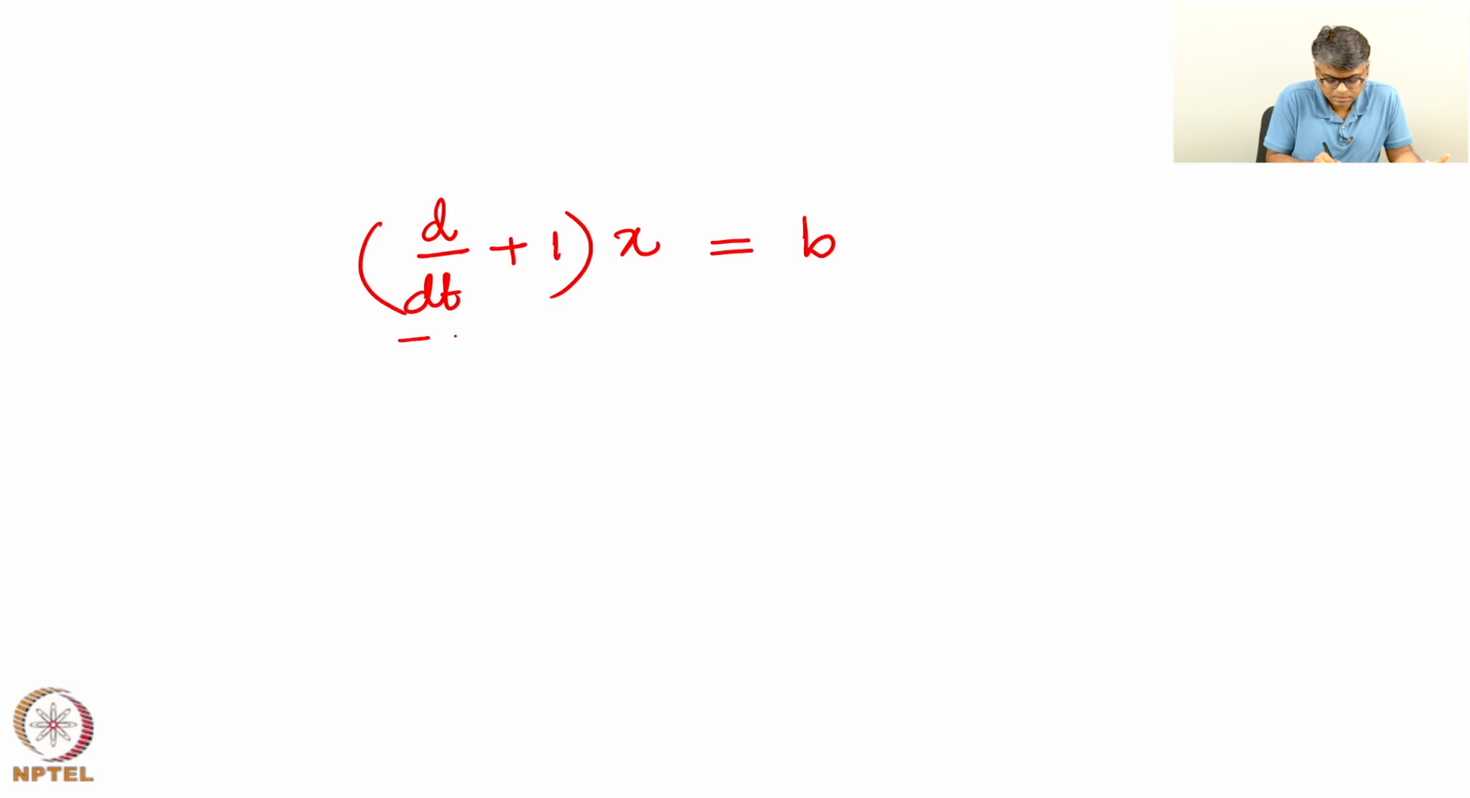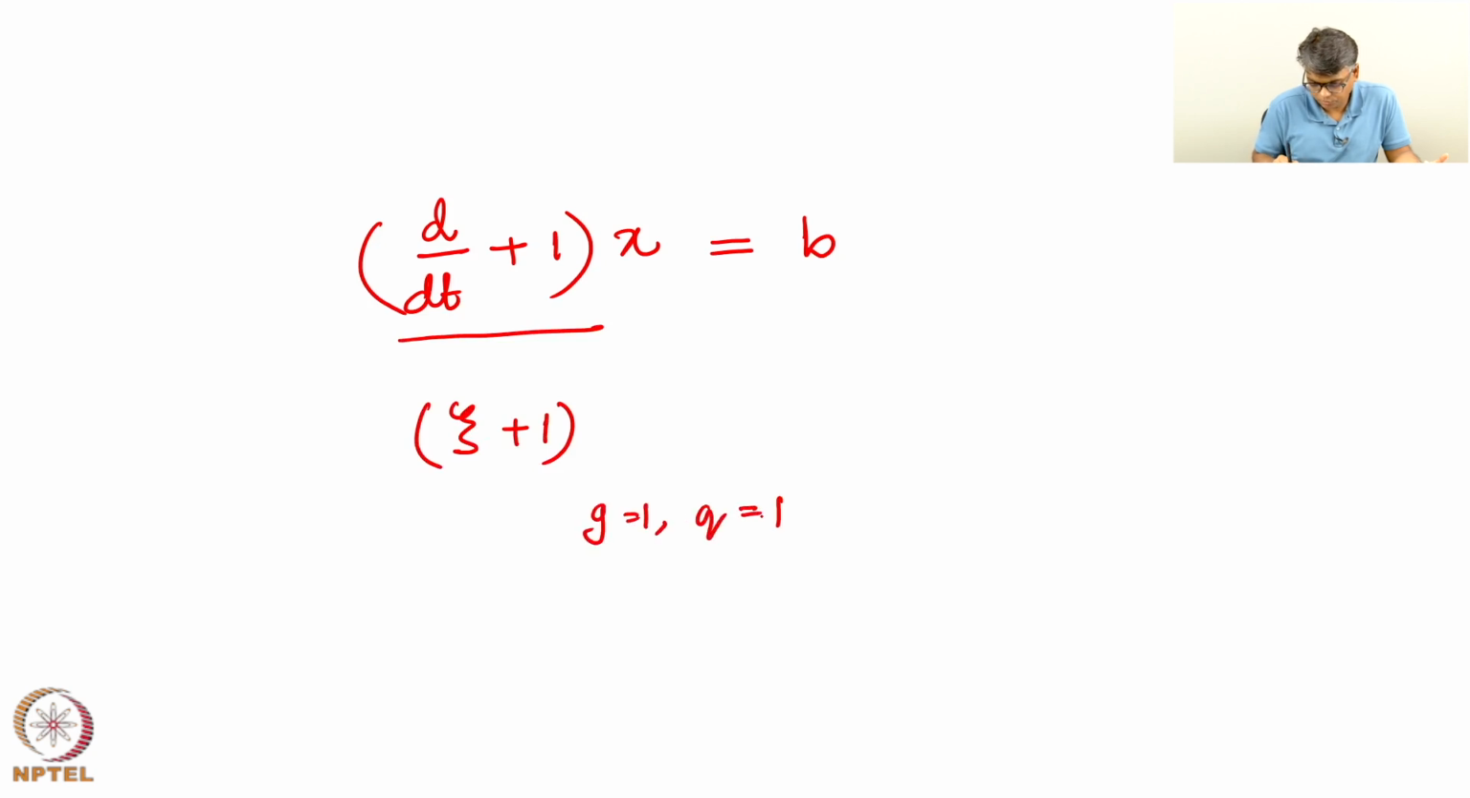Why? Look at this operator as a polynomial. This is just xi plus 1. What is the value of G here? G is equal to 1, Q is also equal to 1. So it is just a scalar. Now, what polynomial R(xi) takes it to 0? Remember, the polynomial ring is an integral domain, where two non-zero polynomials can never multiply to give you 0.